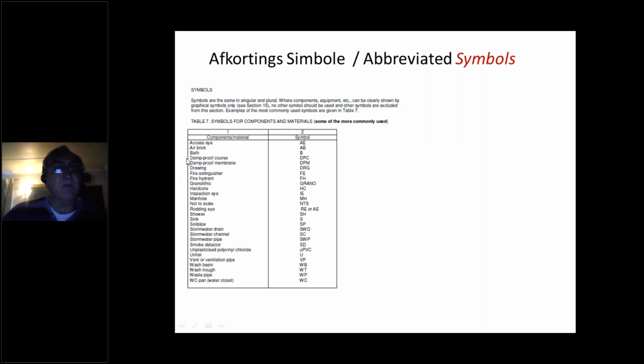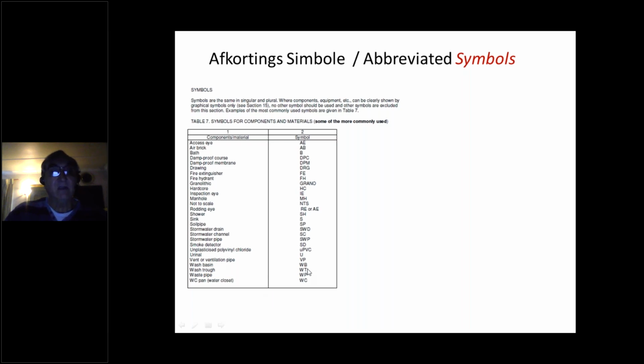For instance, if I put a bath, the symbol that I use for bath is a B. Damp course is DPC. Inspection eye on sewage, which you're not doing, you're only doing grade 12. It's very good to just acquaint yourself with the type of symbols that you are going to use in grade 10, like a wash basin, a wash trough.